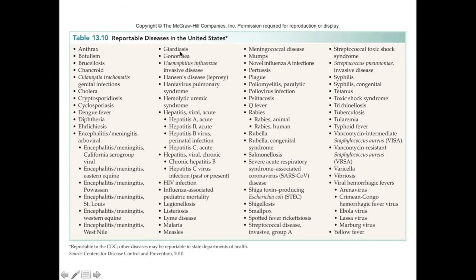Here are the reportable diseases in the United States. You can see things that are spread fairly easily, like gonorrhea, are included. But you also see things that are pretty nasty and that we don't really see too often, but when we do, you need to report it, like rabies, for instance, or plague.